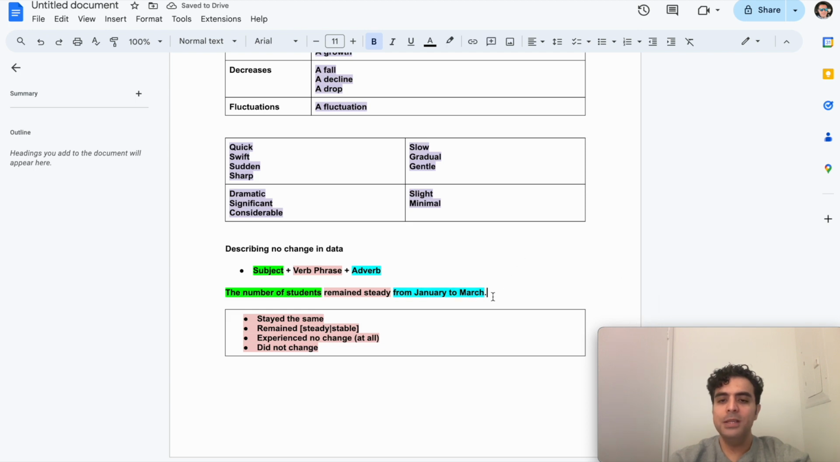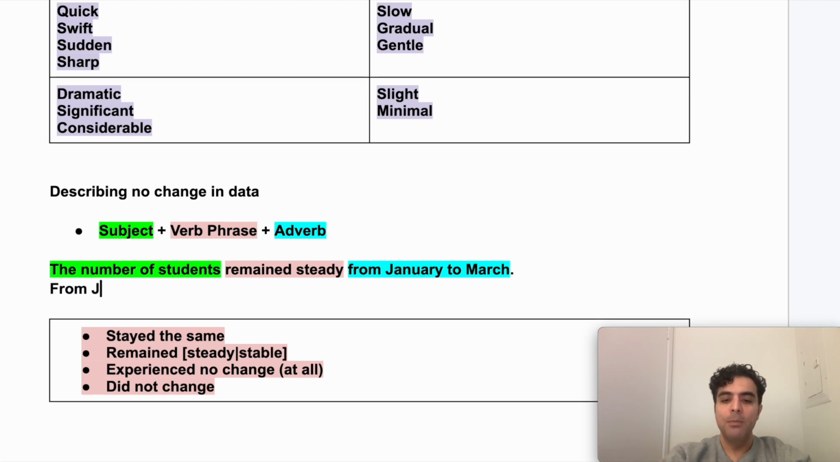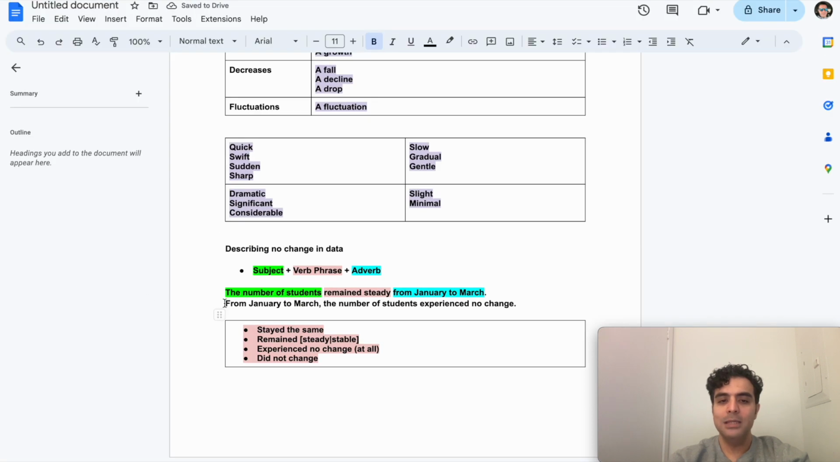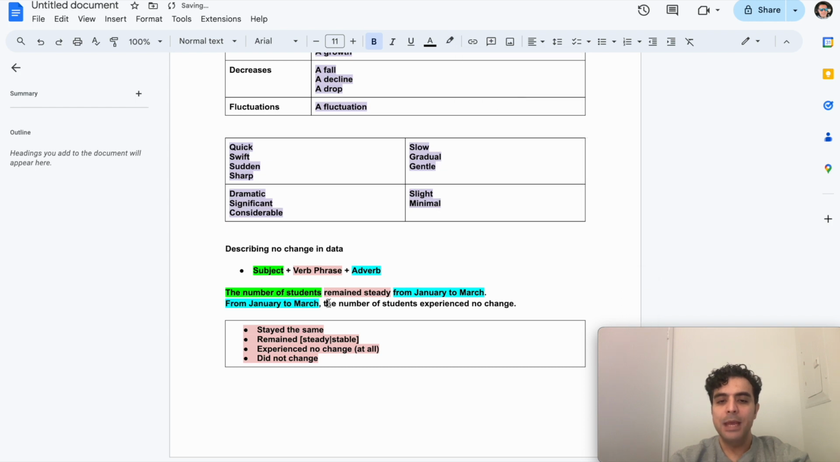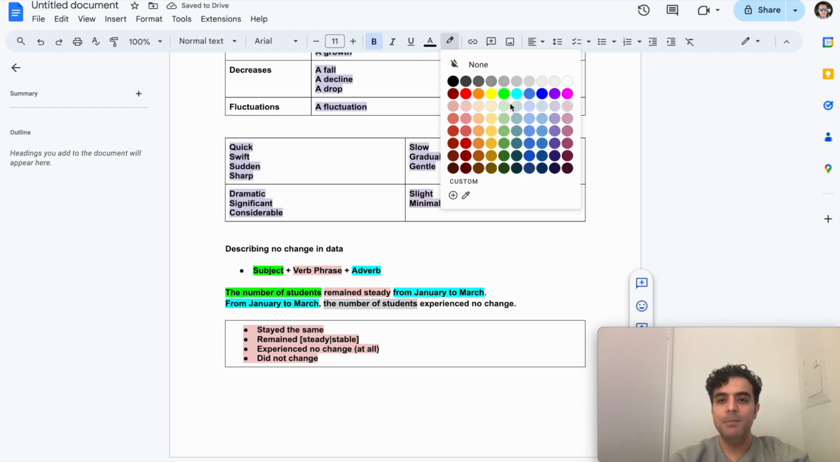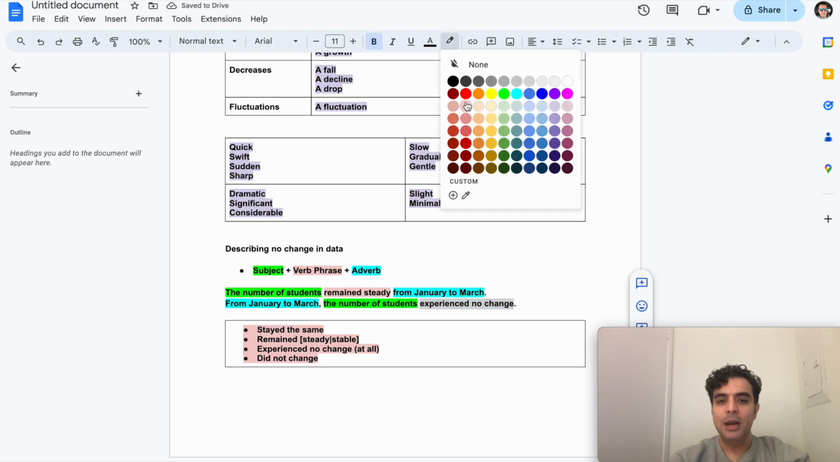Can I play around with this structure? 100%. So what I could do is this time I could say from January to March, the number of students remained stable. Or you know what? Why not use a different structure altogether? Experienced no change. Again, if we are to color code this, we would say from January to March is my initial adverb. And then the number of students, that would be my subject. And then experienced no change is the verb phrase that I'm using.